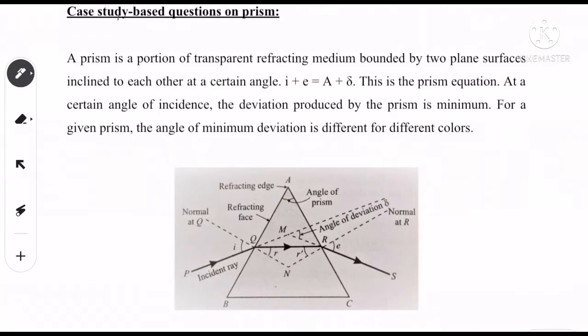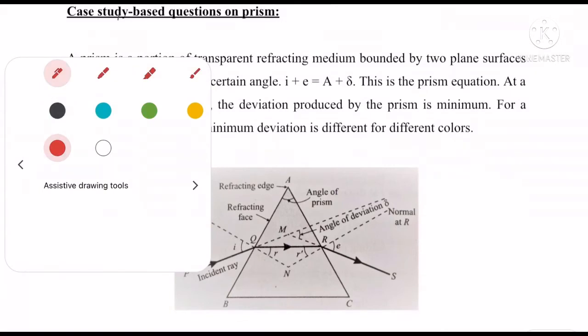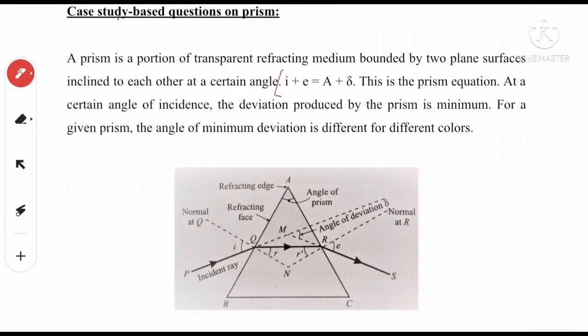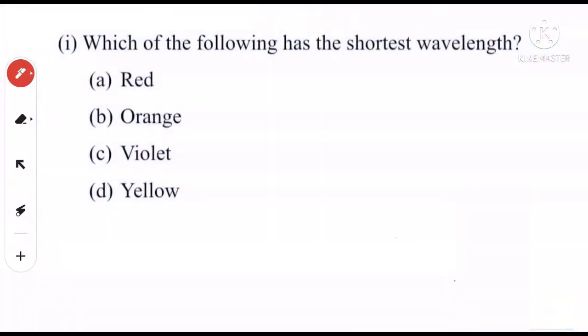I plus E is equal to A plus delta. This is the prism equation. At a certain angle of incidence, the deviation produced by the prism is minimum for a given prism. The angle of minimum deviation is different for different colors. This is given. Now the questions.